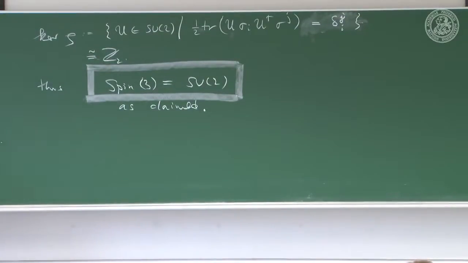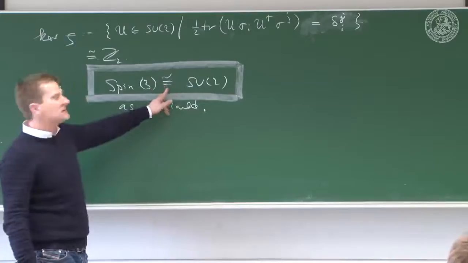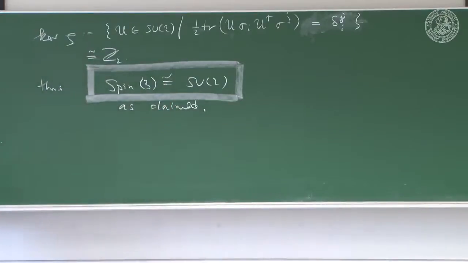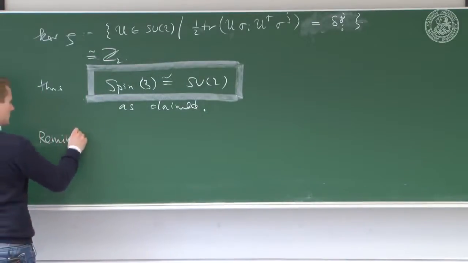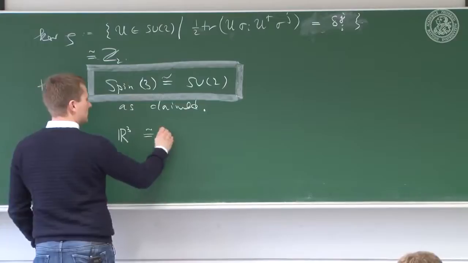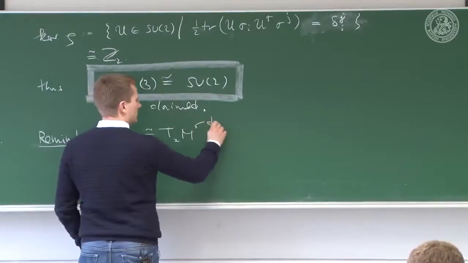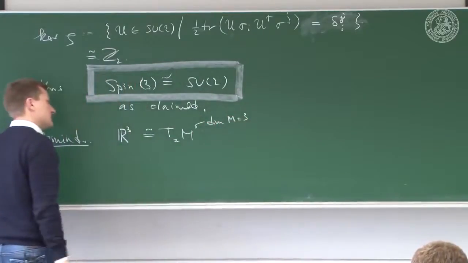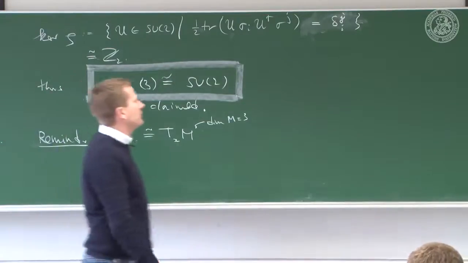Good. But we have the explicit map that does it. The explicit map is our map rho. And that's good. We need that. So again, reminder, the R3 is to be understood as the tangent space at some point of a three-dimensional manifold in everything we did so far. And now we want to put this over an entire manifold.